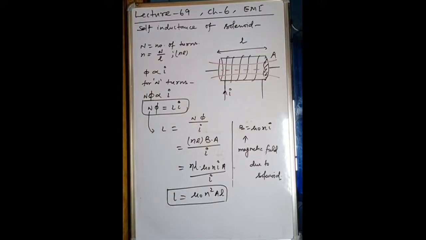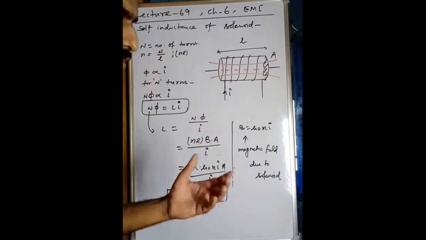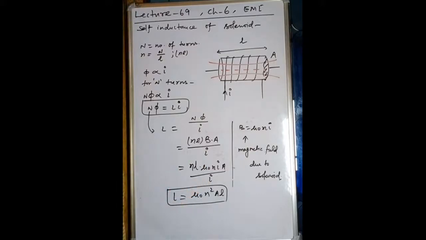Now, my dear students, for this L, which is mu naught N square A into l, there is a very important question I am going to deal with here. In boards, sometimes it has been asked to compare the energy stored in a capacitor, the energy density in a capacitor and the energy density of a solenoid, and also correlate the analogy between these two. To solve that question we need to find the energy and energy density.